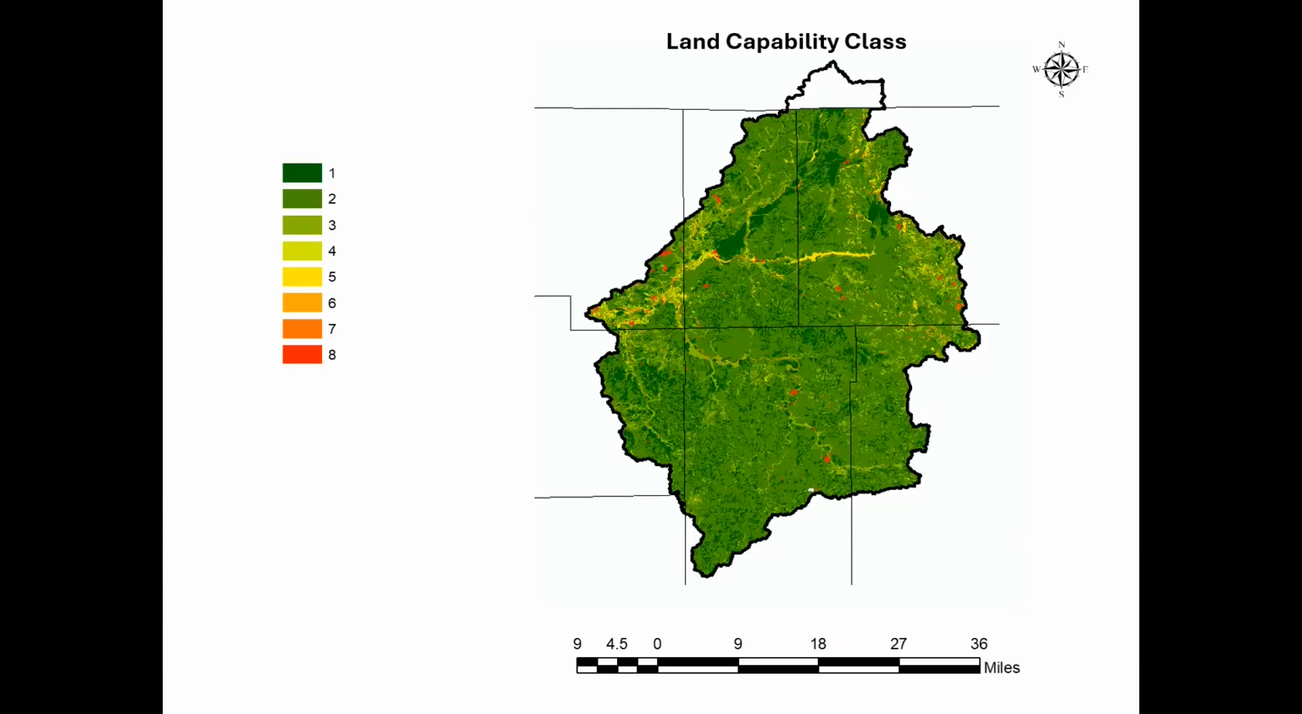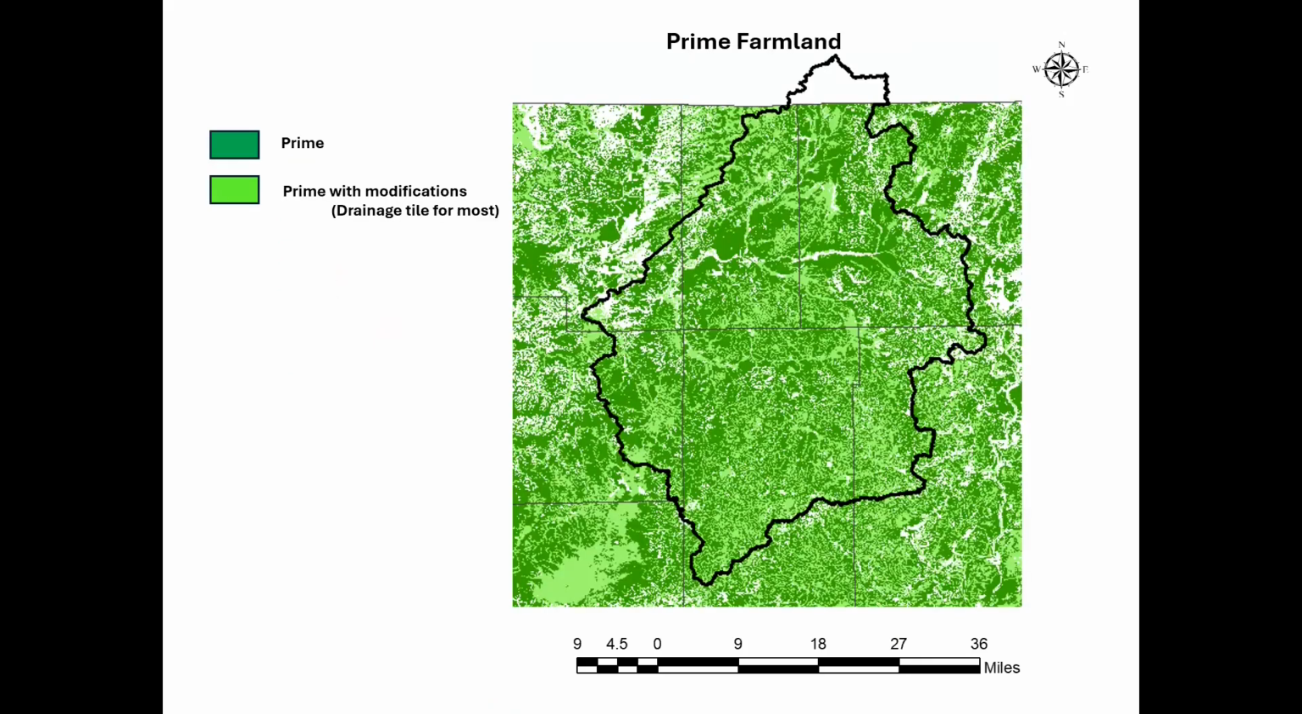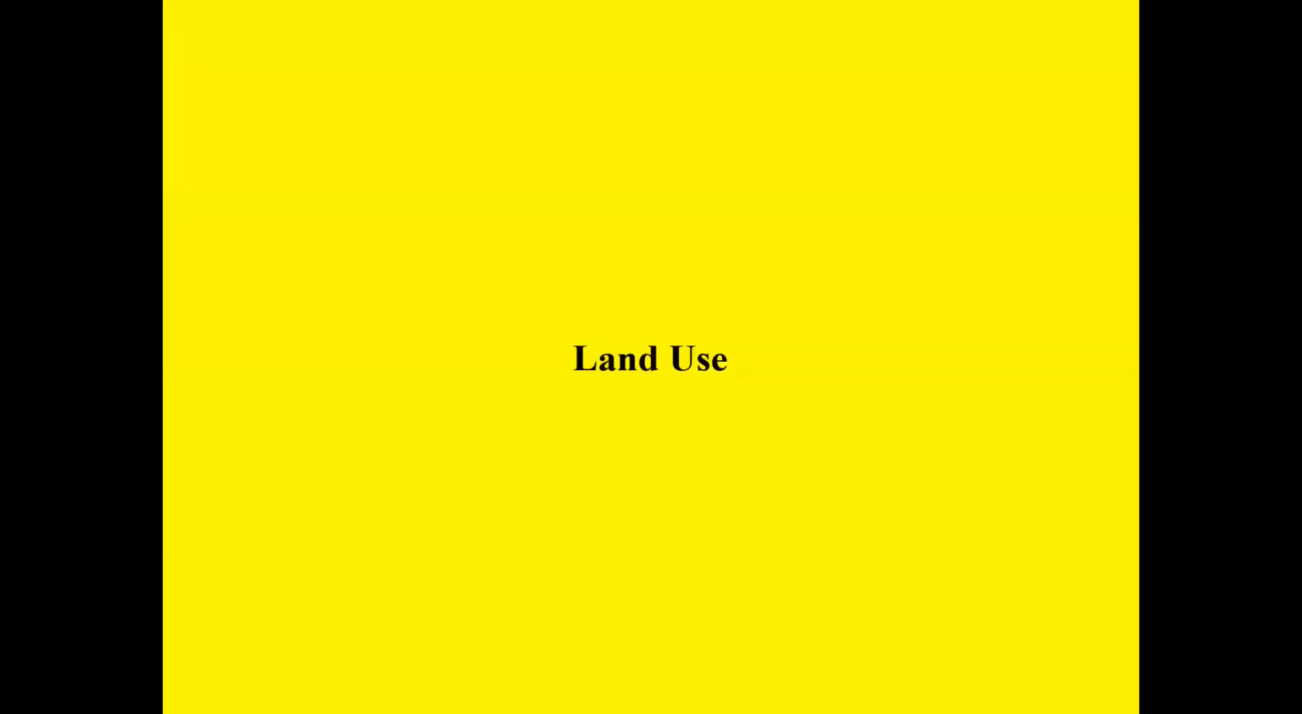Land capability class is something the U.S. Department of Agriculture uses. One would be the best for crop production, eight would be the worst. So one and two are really the optimum, the best soils, and you can see most of the watershed are class one or class two soils. The class five are ones that are typically in floodplains, or they're on very steep sloping areas that aren't as productive. If we look at the USDA's definition of prime farmland, most of the watershed is prime farmland. Some of it is prime with modifications, and those are typically the soils that require tile drainage. So unless they're drained, they're not prime for agricultural production, but most of them have been tile drained, and we'll get to the tile drainage part here in a second.